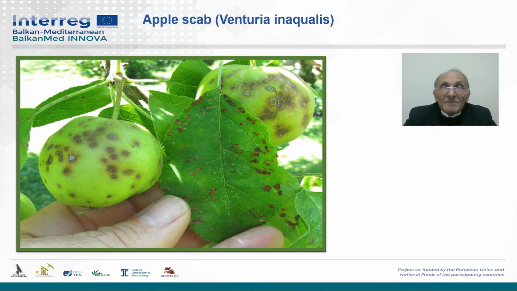Apple scab, Venturia inaequalis, is the number one disease in the apple and in the pear. All over the world it is considered the key disease.